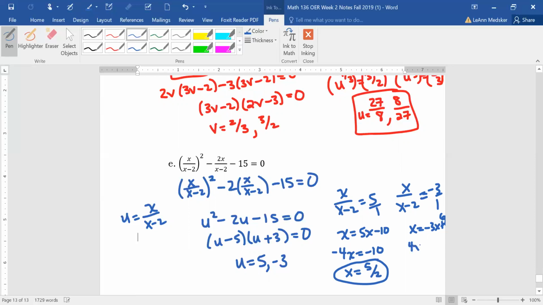Add this over, that would be 4x equals 6. Divide by 4 and reduce, that would be 3 halves. So we get 5 halves and 3 halves as the two solutions.